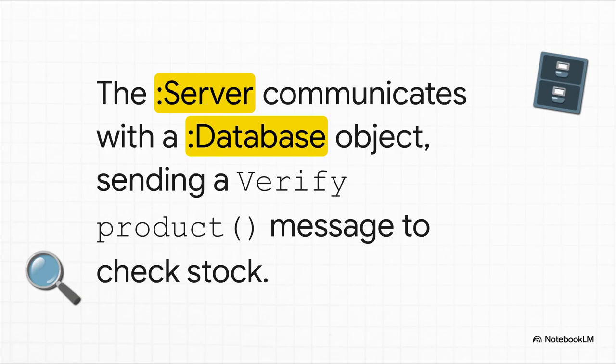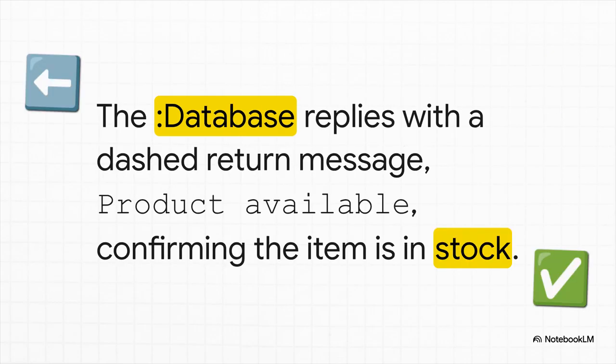Exactly right. But now, the server can't just take the customer's word for it. It needs to check if that item is actually in stock. So it sends its own message, verify product, over to a third participant that we've just added to the diagram, the database. Hang on, I see that the arrow coming back is a dashed line, not a solid one. What's the difference? What does that signify?